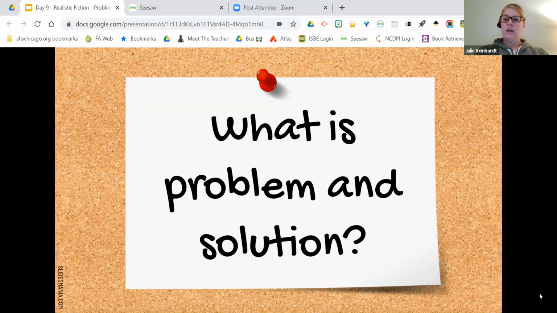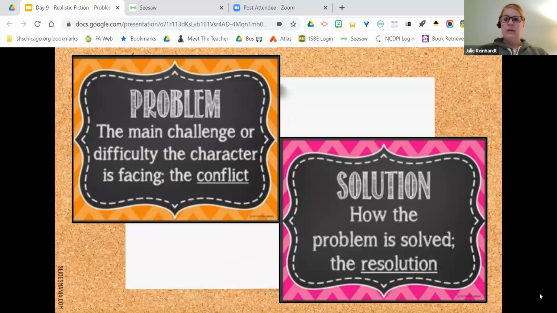So first, we have to figure out what a problem is and what a solution is. So let's just go over those definitions. A problem is the main challenge or difficulty the character is facing. You may have sometimes heard this as the conflict of a story. Solution is how it's solved. And sometimes that is referred to as the resolution.